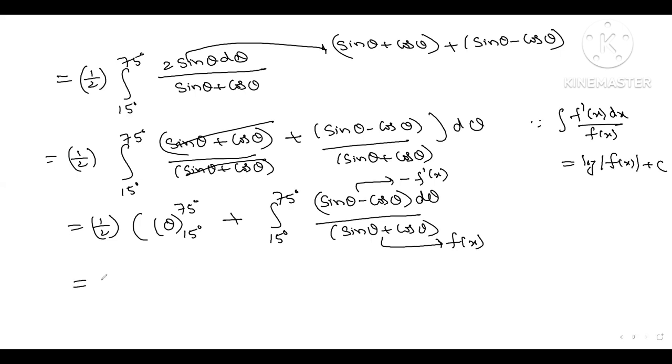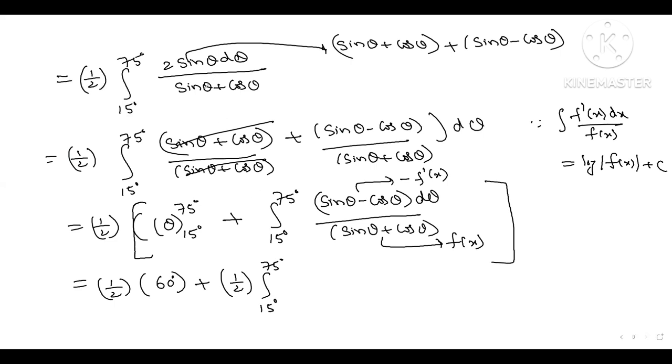According to this formula, write 1 by 2 times of, here write 75 minus 15, how much value? 60 degrees, plus 1 by 2 times integral 15 degrees to 75 degrees. According to the formula, directly write. So what is the direct formula? Integral f dash x dx by f of x. In this sin theta minus cos theta, you will take minus 1 common.